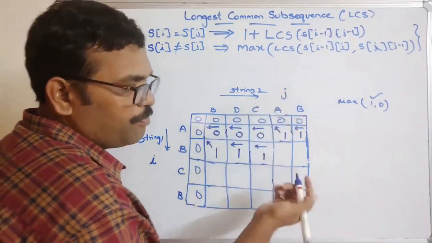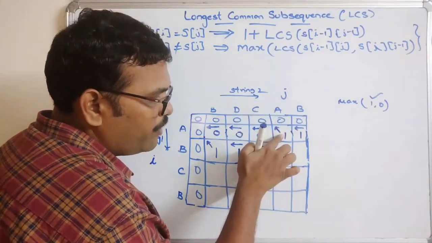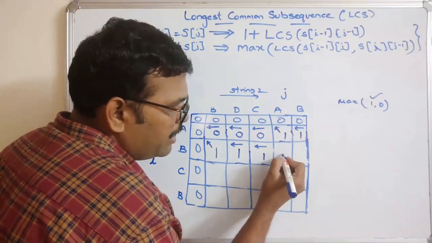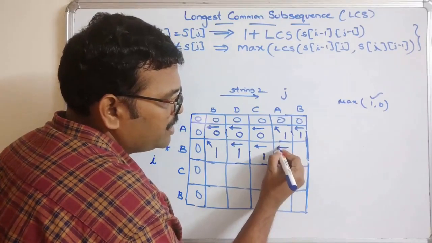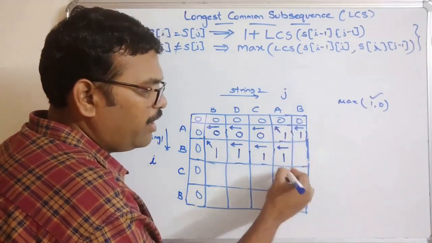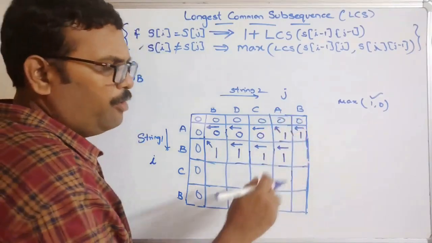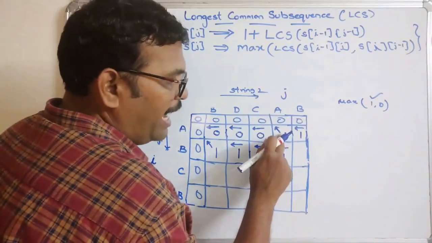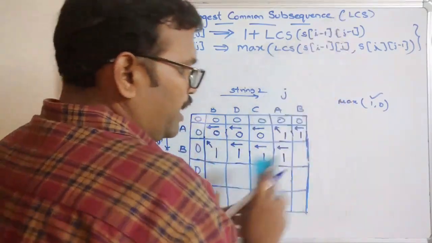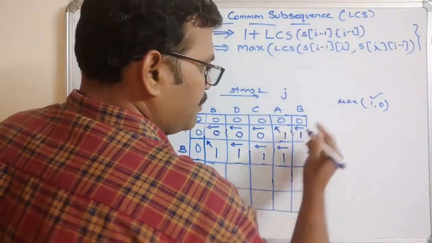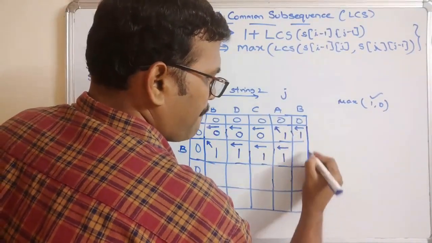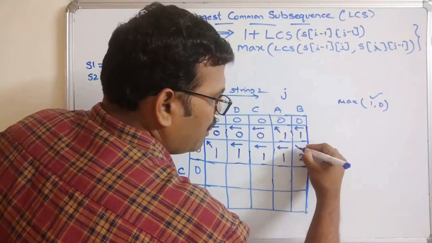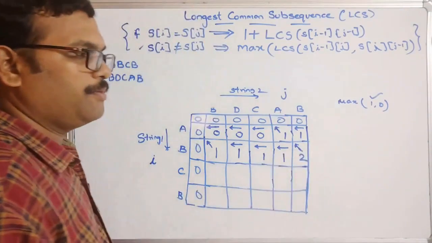And again, B and A, both are unequal. So diagonally, here we are having 1, and here we are having 1. So both are equal, we can consider anything, right? So I will consider here 1, and I will consider from this cell itself. You can also try at home by considering this one. Okay, no problem. Now B and B, both are equal. Then we have to add 1 to I minus 1 and J minus 1. So here 1 is there, now it becomes 2, and I have taken from this particular diagonal position.